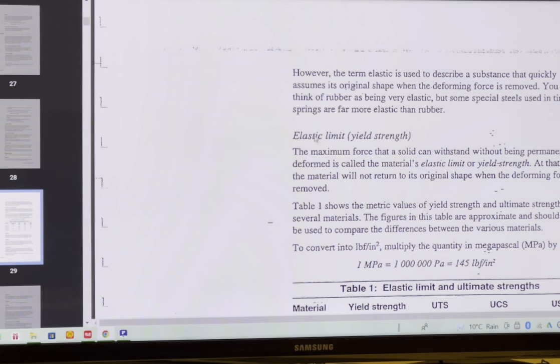The maximum force that a solid can withstand without being permanently deformed is called the material's elastic limit or yield stress. That means it has two names. You can call it the elastic limit, or you can call it yield stress. If you write your millwright examinations, it will ask what the elastic limit is, and whether it has another name. You should remember yield stress.